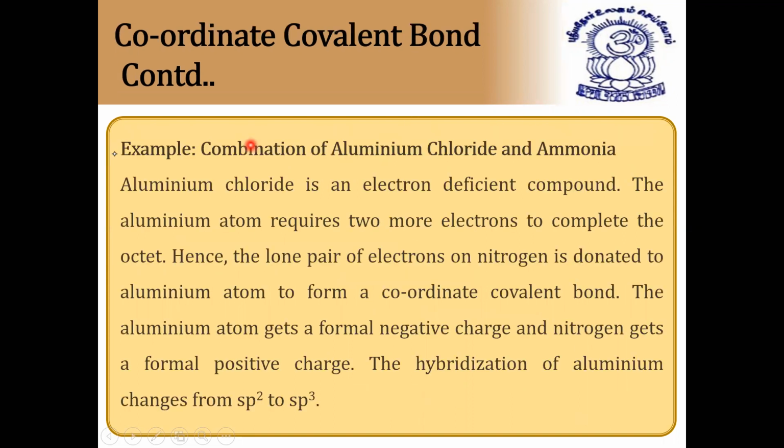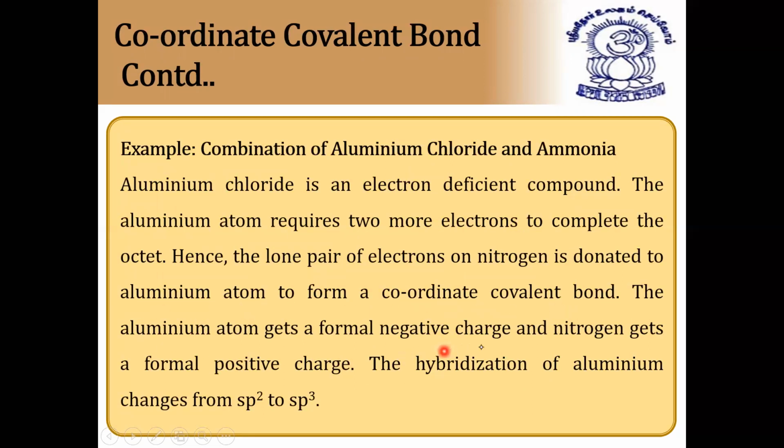Next, combination of aluminum chloride and ammonia. Aluminum chloride, AlCl3, is an electron deficient compound. Already I told you what electron deficient means: after sharing, they get only an incomplete octet. That's why they are called electron deficient compounds. The aluminum atom requires 2 more electrons to complete the octet. Hence, the lone pair of electrons on nitrogen is donated to the aluminum atom to form a coordinate covalent bond.